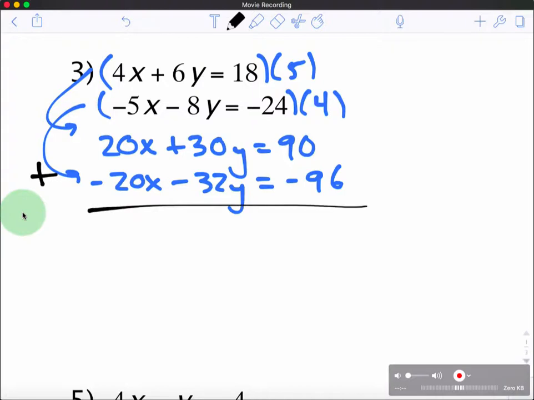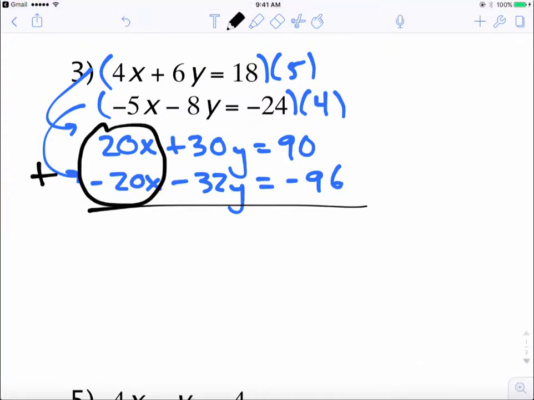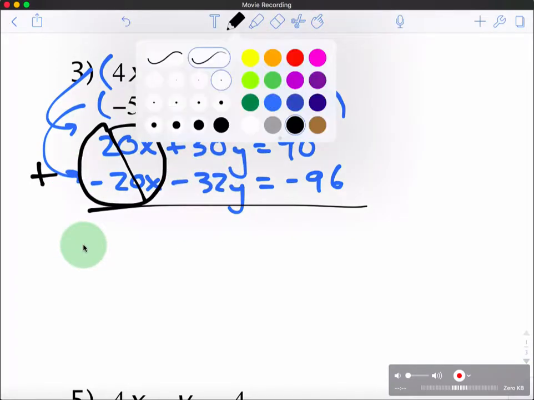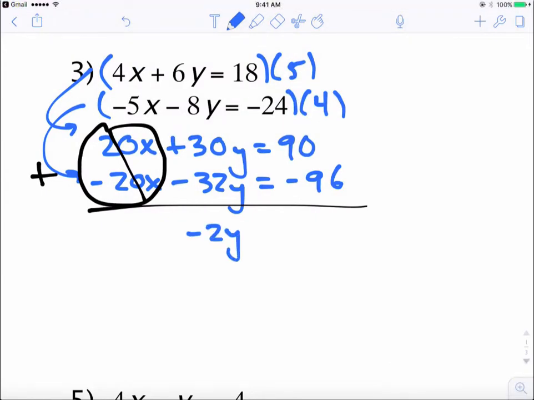And what's so nice about that is when you add positive 20x and negative 20x, they add to 0. We're not going to have any x's anymore. And so that's why I multiplied by positive 5 and positive 4 here, to obtain a situation where our x terms are going to add to 0 or cancel out. All right, so what do we end up with? Positive 30y plus negative 32y. I think we end up with negative 2 times y equals, let's see, negative 6. All right, one step, dividing by negative 2. It appears that we have found our y value to be positive 3.